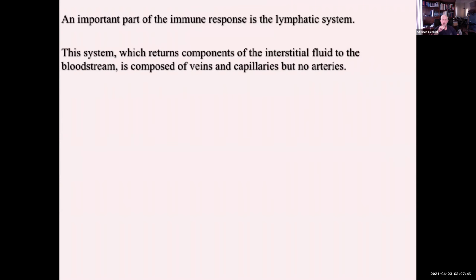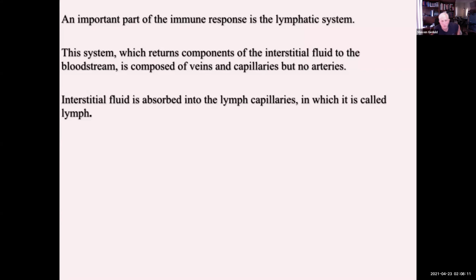An important part of the immune response is the lymphatic system. This system can return components of the interstitial fluid to the bloodstream, which is composed of veins and capillaries, but no arteries. So there's a bunch of tubes that run through your body along with your veins and arteries. It drains that fluid back into your venous system, back into your body. And it looks for and analyzes threats in the body in the same way as in the bloodstream. Interstitial fluid is absorbed into the lymph capillaries, and it is called lymph.